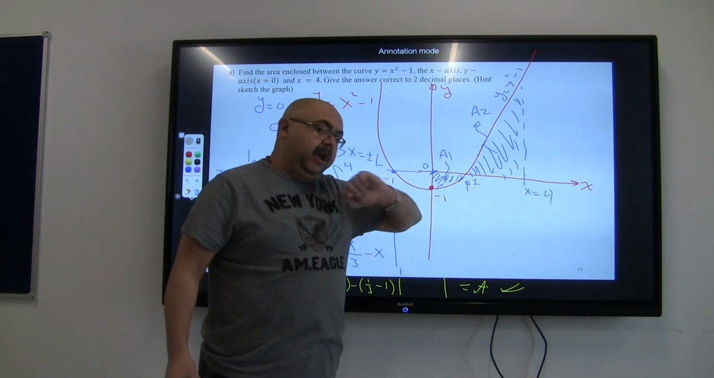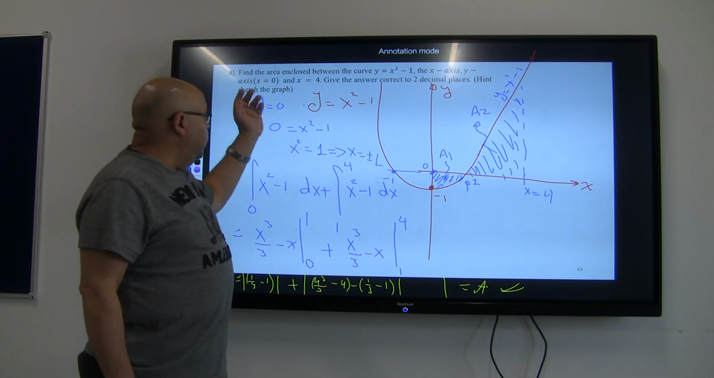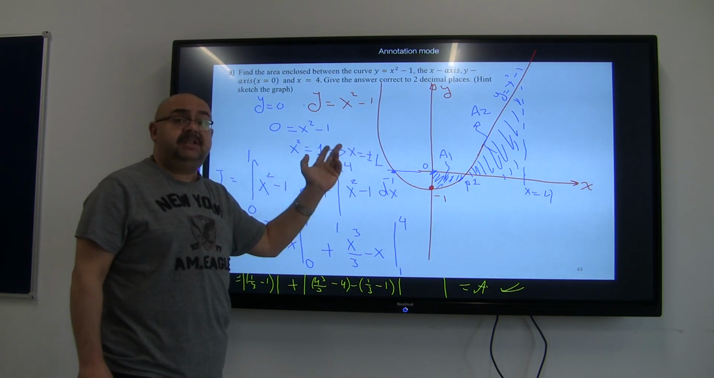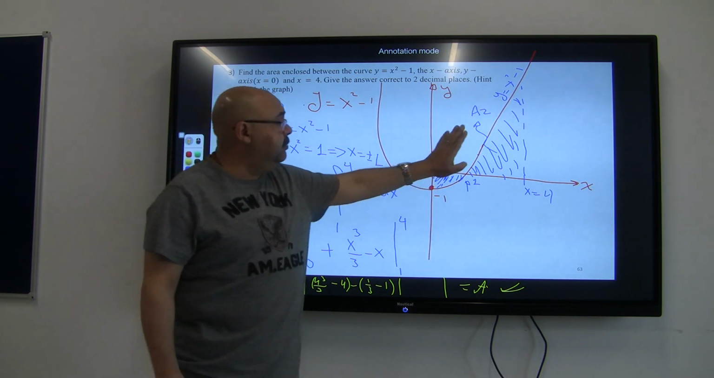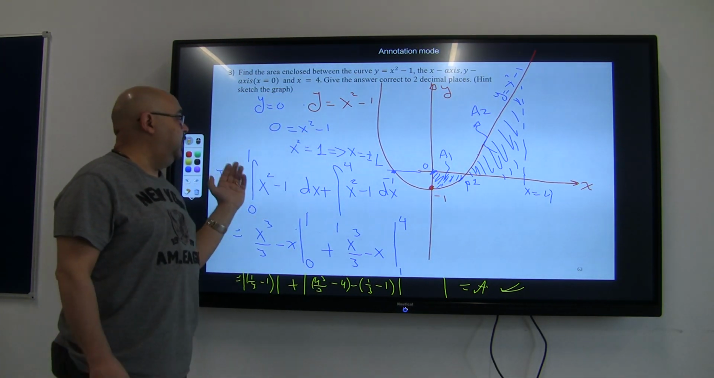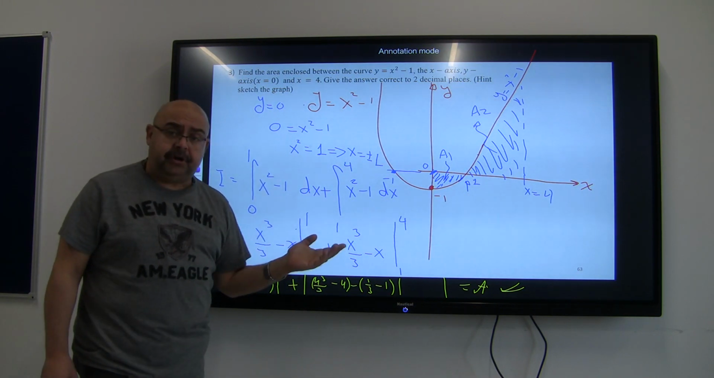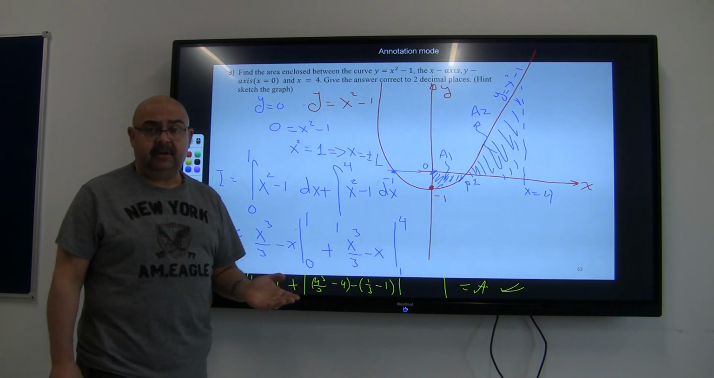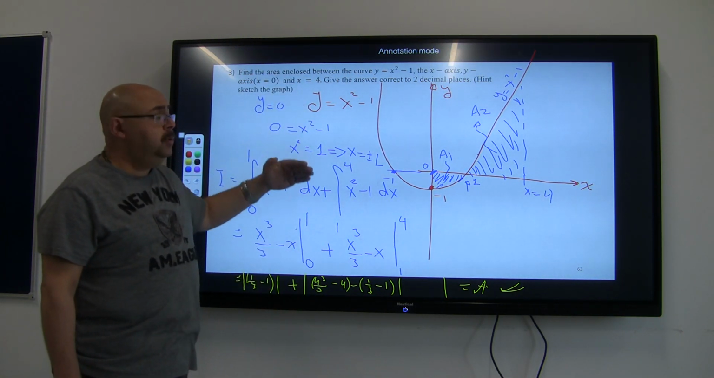Drawing correctly, you will have a mark. Understanding that you have the intersection points that separate the negative part from the positive part, you will have a mark. Separating your integration into 2 parts, it will have a mark. Then finally getting the final answer, it will have a mark. So please try to go through them.